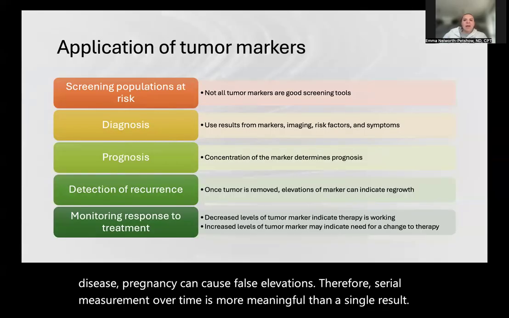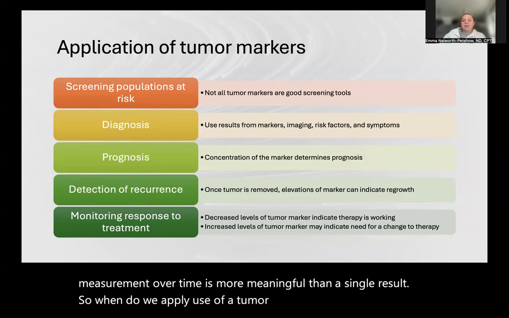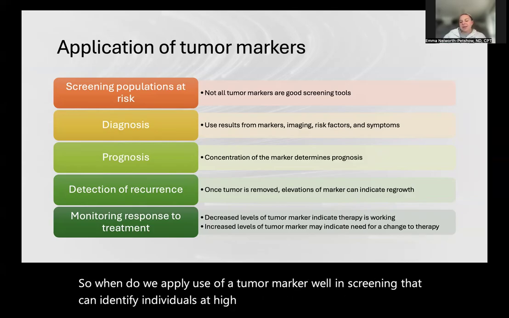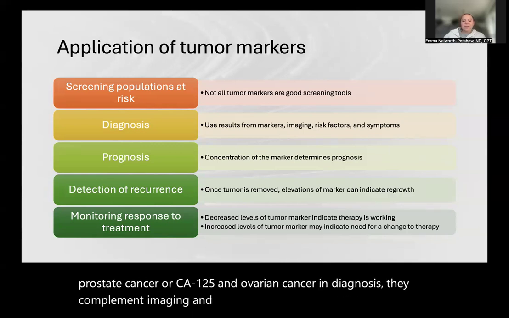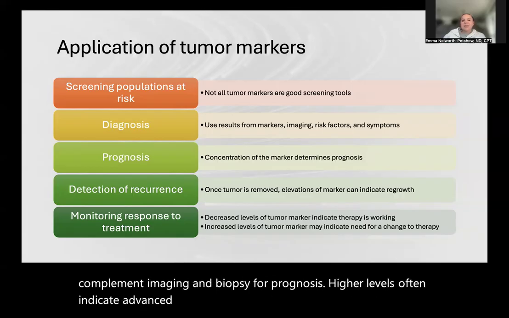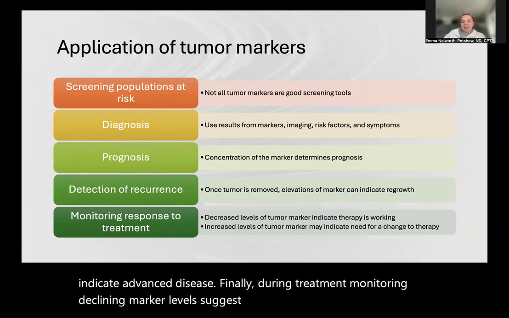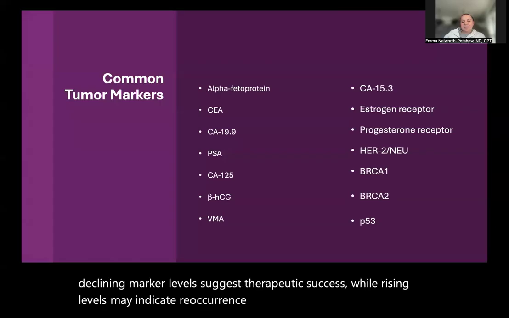So when do we apply use of a tumor marker? Well, in screening, they can identify individuals at high risk, for example, PSA in prostate cancer or CA-125 in ovarian cancer. In diagnosis, they complement imaging and biopsy. For prognosis, higher levels often indicate advanced disease. Finally, during treatment monitoring, declining marker levels suggest therapeutic success, while rising levels may indicate recurrence or resistance.